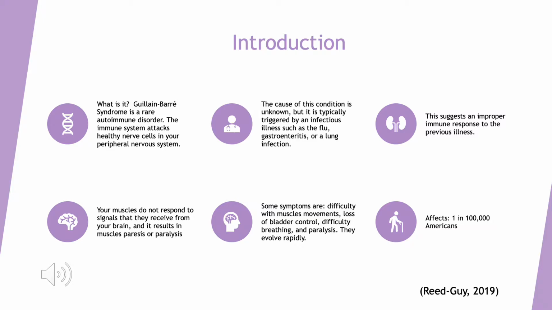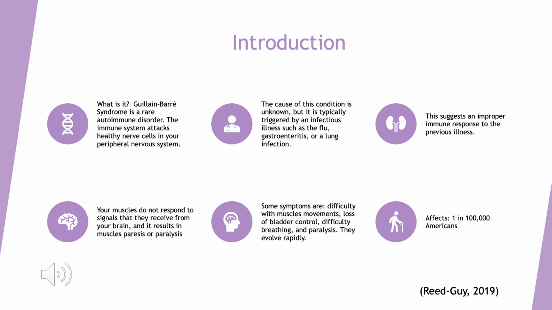What is Guillain-Barré syndrome? Guillain-Barré syndrome is a rare autoimmune disorder. The immune system attacks healthy nerve cells in your peripheral nervous system. The cause of this condition is unknown, but it is typically triggered by an infectious illness such as the flu, gastroenteritis, or a lung infection. This suggests that an improper immune response is happening to this previous illness.